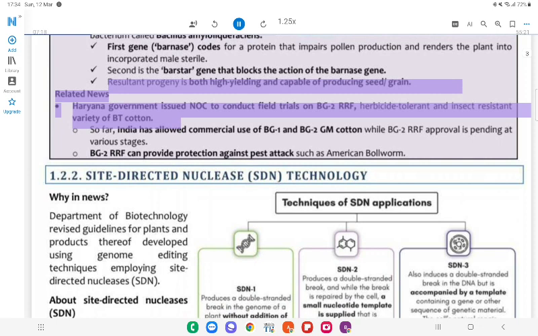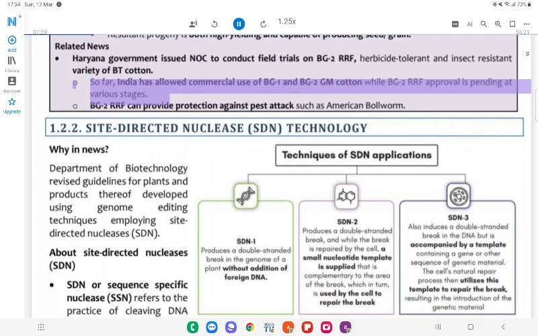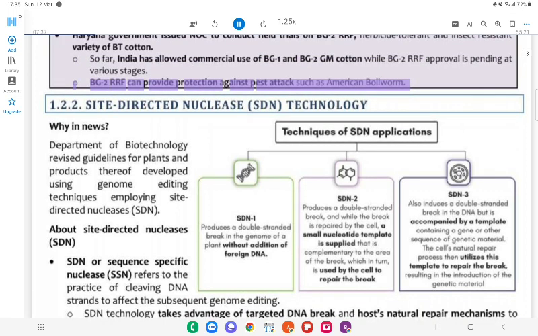Related news: the Haryana government issued an NOC to conduct field trials on BG2RRF, a herbicide-tolerant and insect-resistant variety of Bt cotton. So far, India has allowed commercial use of BG2 GM cotton, while BG2RRF approval is pending at various stages. BG2RRF can provide protection against pest attacks such as the American bollworm.